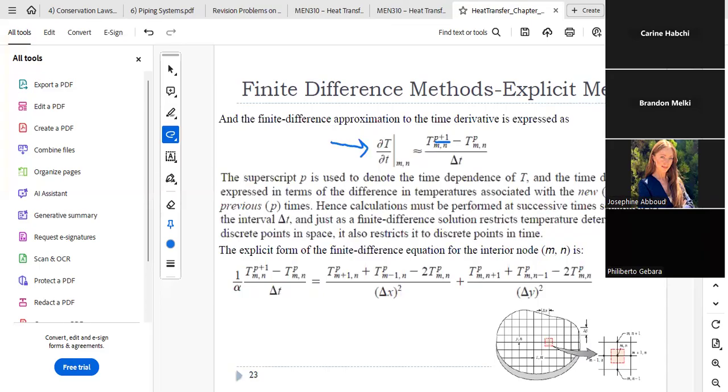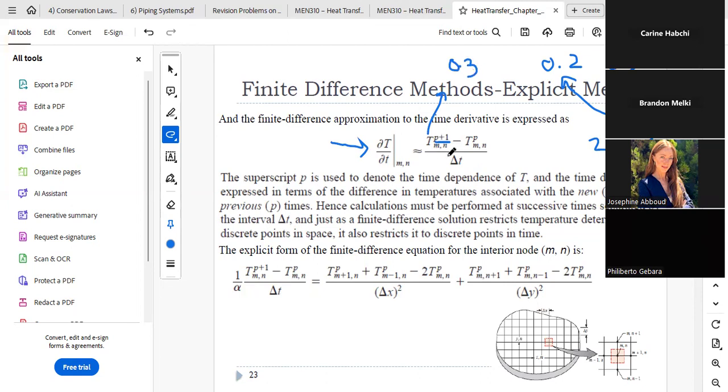P plus 1 means at a time step, as we said, P is the number of time steps. So if we consider now between, for example, 0.2 seconds and 0.3 seconds, so P will be equal here to 2. And here it's equal to 3. So if I take P equal to 2, for example, then T p plus 1 will be the temperature at 0.3 seconds at the center of a certain cell.